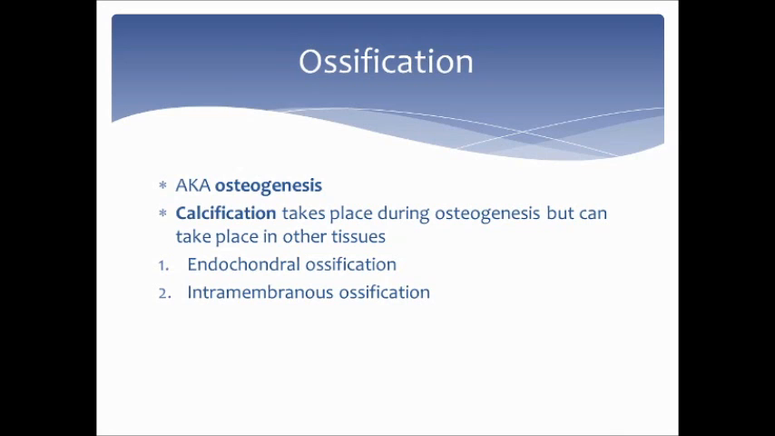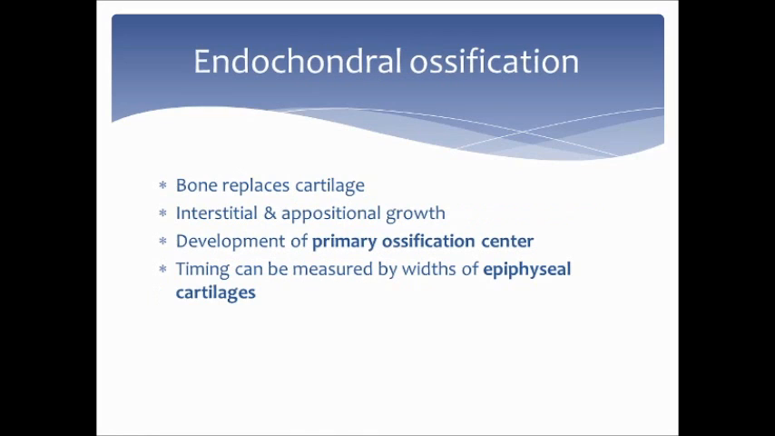Endochondral ossification and intramembranous ossification are two types of ossification or bone formation. Starting off with endochondral ossification, this is when bone replaces cartilage. So this happens during growth spurts. There's two different types of growth that happen during endochondral ossification, interstitial and appositional growth, and we'll talk about those in just a second. This is when the development of a primary ossification center happens within cartilage. So this is when bone is going to form at the center of cartilage and become bone from the inside out.